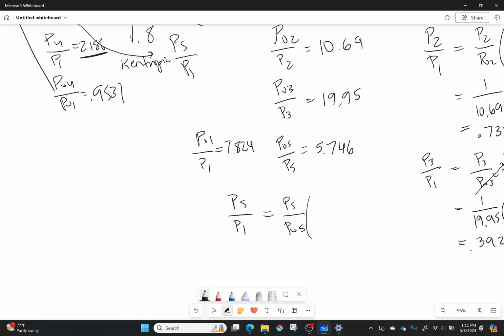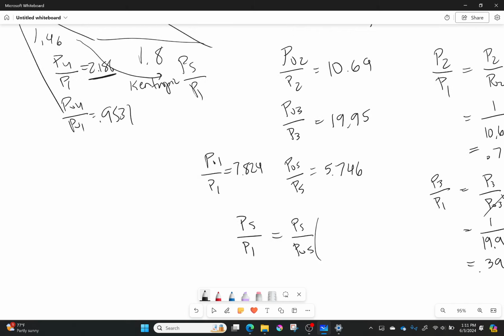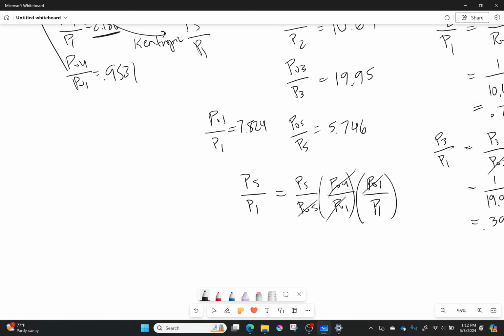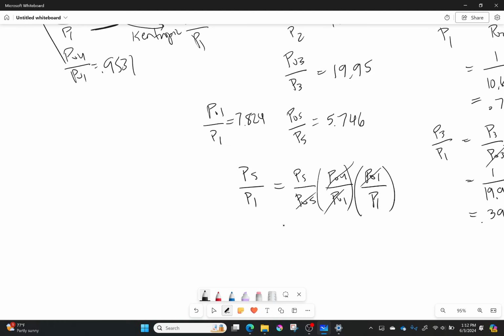Okay, and let's do it that way. Then I'm going to do P04 over P01, and then finally, P01 over P1. There we go. And remember that P05 and P04 are the exact same thing. Those cancel, and so I would have P5 over P1. Sometimes it takes a little bit of thought to figure out how you're getting these things, but it's not usually too terrible in the end.